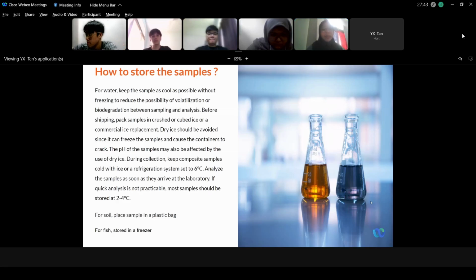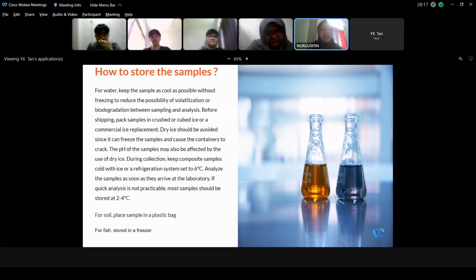So how to store the samples? For water, keep the sample as cool as possible without freezing to reduce the possibility of volatilization or biodegradation between sampling and analysis. Before shipping, pack samples in crushed or cube ice or a commercial ice replacement. Dry ice should be avoided since it can freeze the samples and cause the containers to crack. The pH of the samples may also be affected by the use of dry ice.